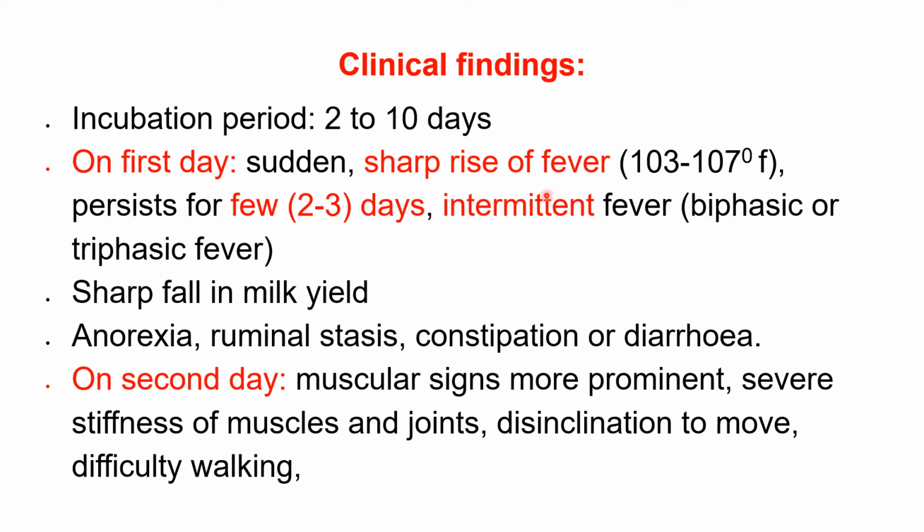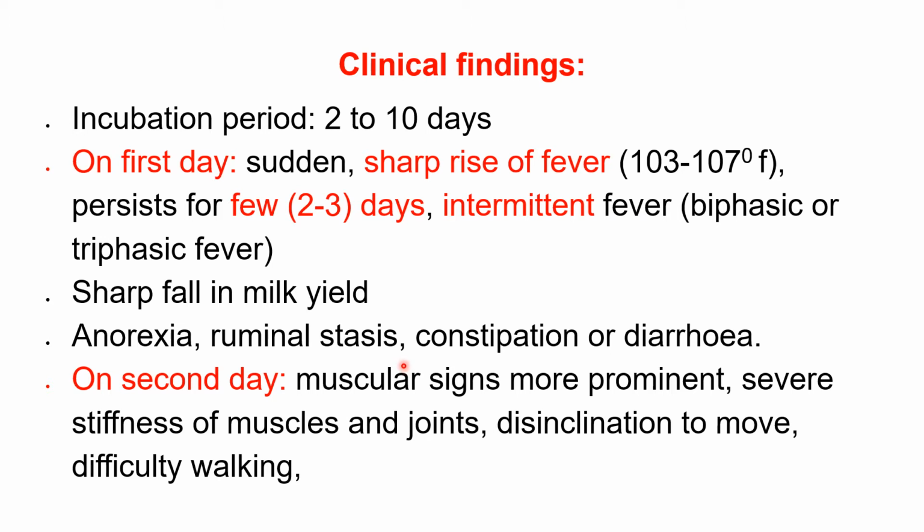Because of the sharp rise of fever and pain in the body, there is a sharp fall in milk yield. As usual in other diseases, when there is any disease, the animal goes off feed, anorexia, there is stoppage of ruminal movement, ruminal stasis, that may lead to either constipation or diarrhea. This is the first day. On the first day, the important symptom is a sudden sharp rise of fever.